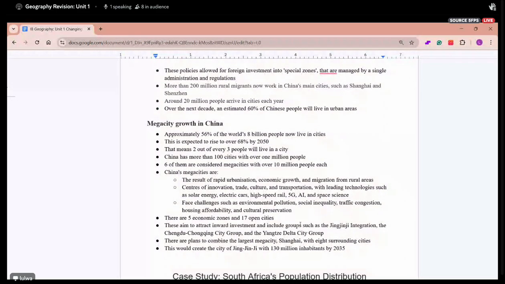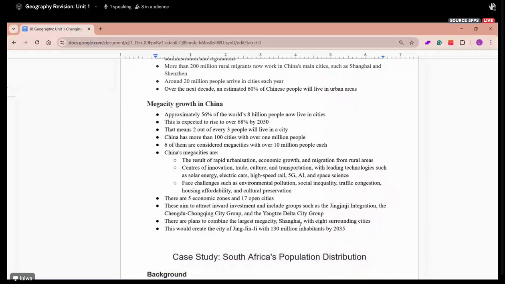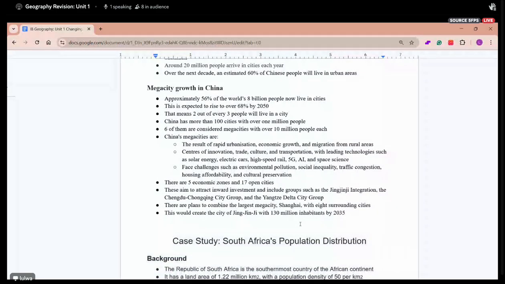And so this leads to megacity growth in China, because approximately 56% of the world's 8 billion people now live in cities, and China has more than 100 of them, and 6 of them are considered megacities with over 10 million people each. And there are 5 economic zones, 17 open cities, and so this rural-urban migration is basically leading to an increase in megacity growth in China, both in the growth of new megacities and the growth of pre-existing megacities.